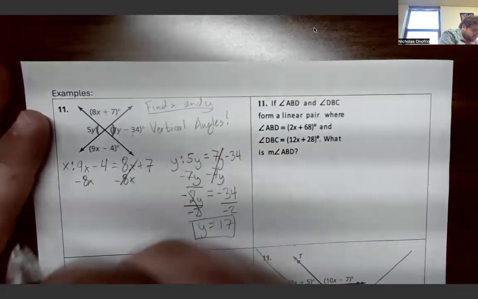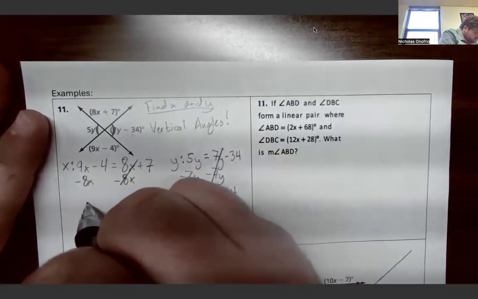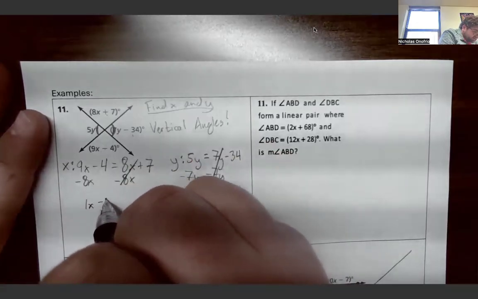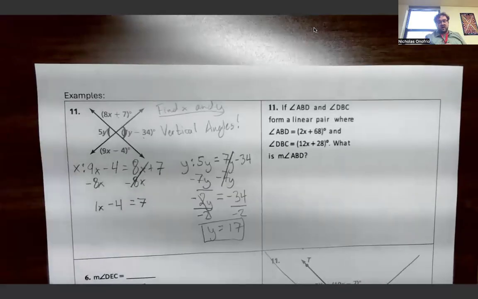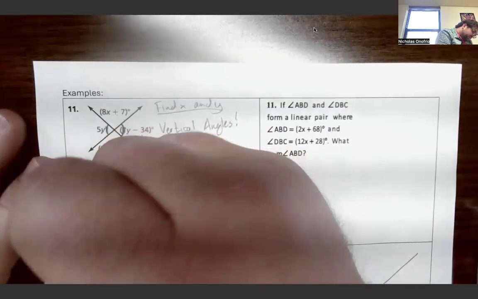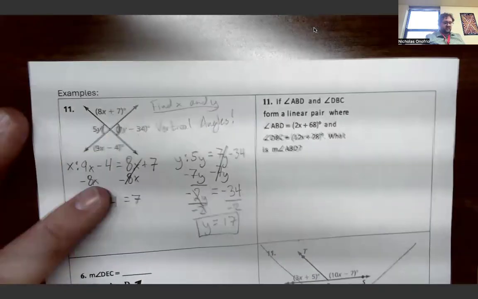Those cancel. 9 minus 8 is 1. So we'll get 1x minus 4 equals 7. We're all good at math here. We know that if there's a 1 in front, we don't really need to write it, so we can erase that if we want.